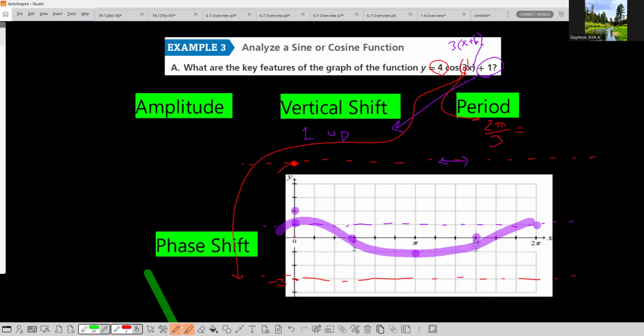So where's 2/3 of a pi? Here's a whole pi. Is that 1/3, 2/3, 3/3? So this would be your pi over 3, 2 pi over 3. We'd have to finish our cycle right there.